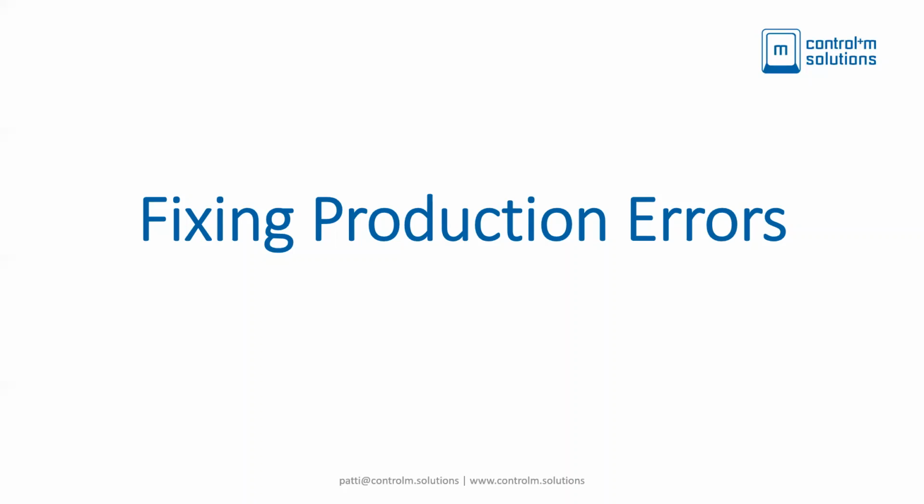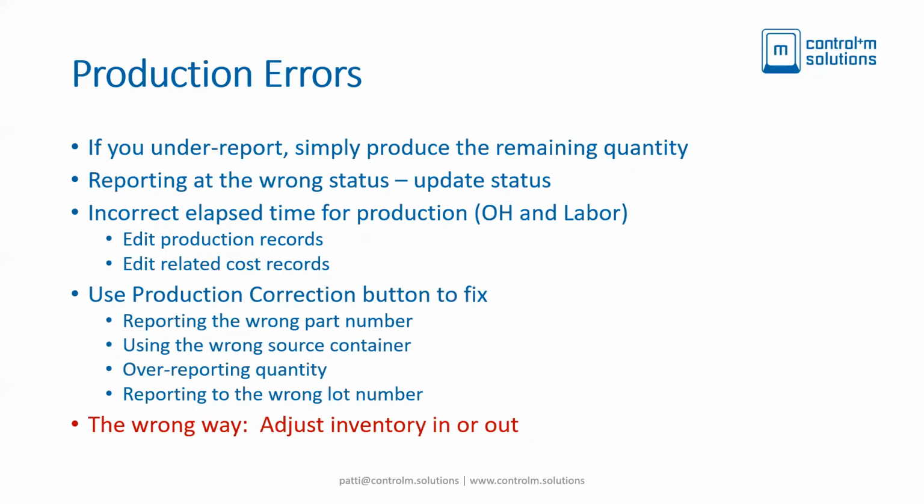Now we've reached a happy medium where it's a little bit easier. So we'll start with the simple ones and we'll move to the more complex. If you underreport production, simply report the remaining job quantity either into the same container. You can load up an existing output container, or you can produce into a new one and merge them together. All your traceability will still be functional and your actual costing will still be correct. If you report production at the wrong status, you can just go ahead and update the status on that container, either using the sort container function or by updating the container directly.